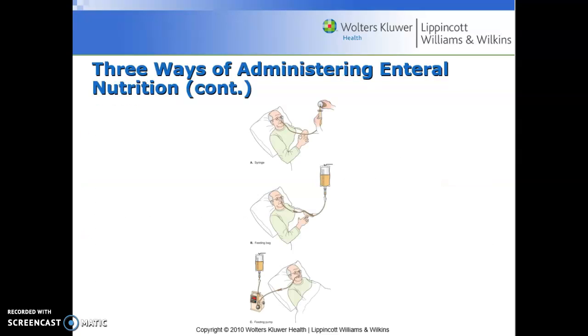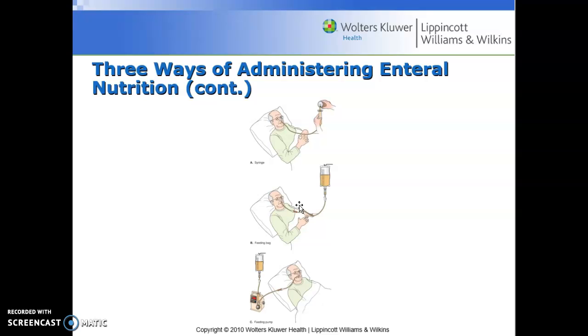So we can look here. This is the syringe. So we're pouring this actual solution into the syringe. This is the bag, and then this is the pump. And there's a clamp right here that you can adjust with this particular feeding bag to adjust the flow rate.